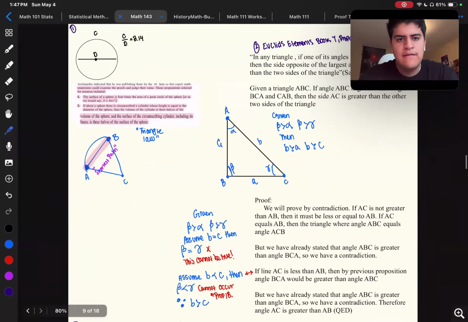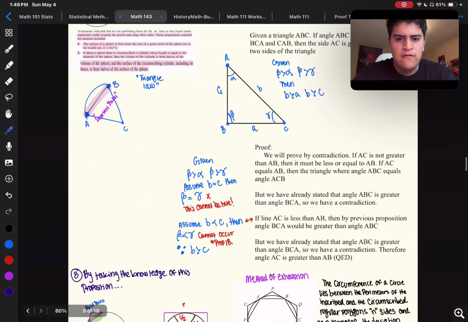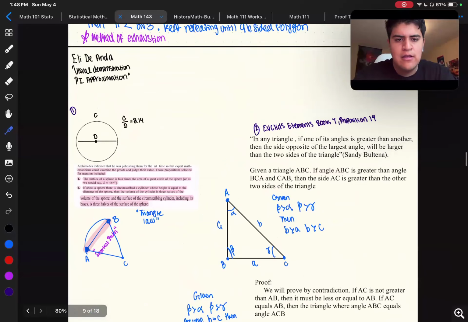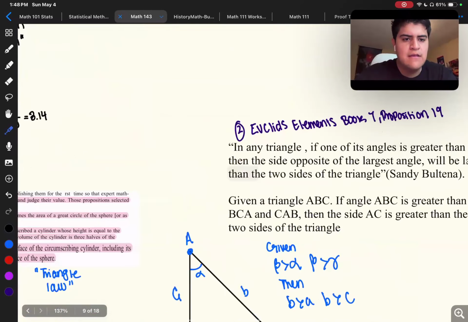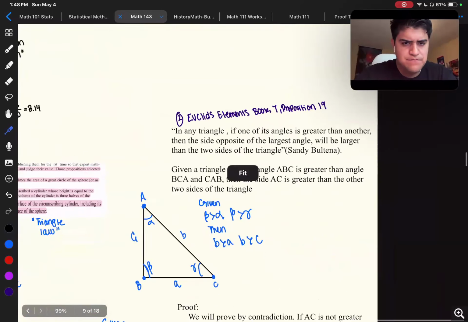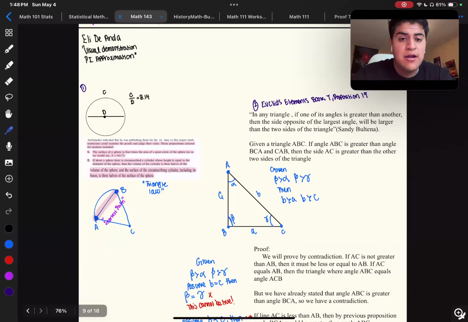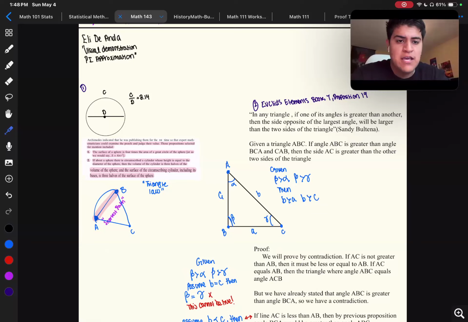This is called the triangle law, and I was looking more into it, and it resembled Euclid's Elements, Book 1, Proposition 19. These are some explanations made by Sandy Bultena in her explanation of this proposition, where it states that in any triangle, if one of its angles is greater than another, then the side opposite the largest angle will be larger than the other two sides of the triangle.